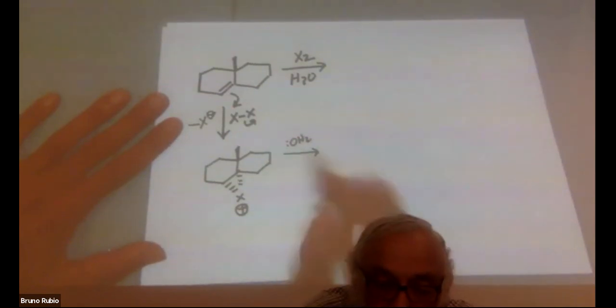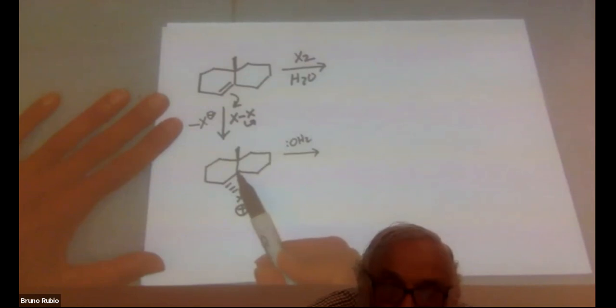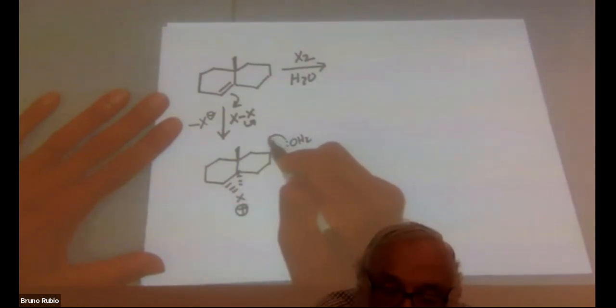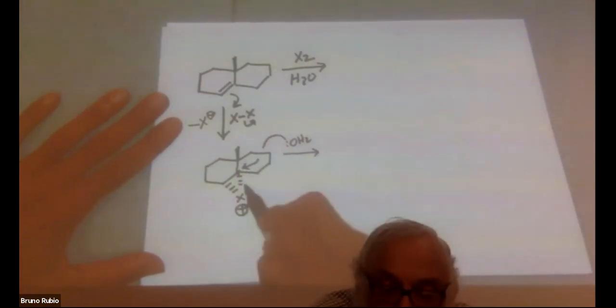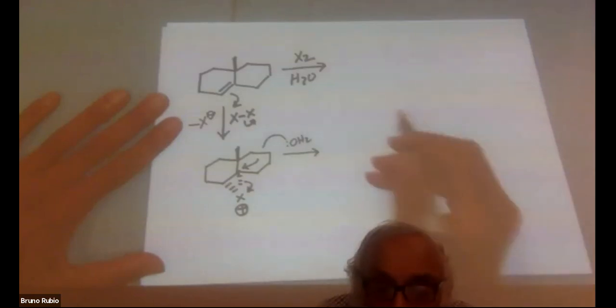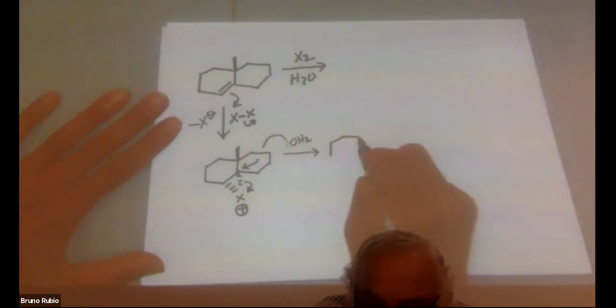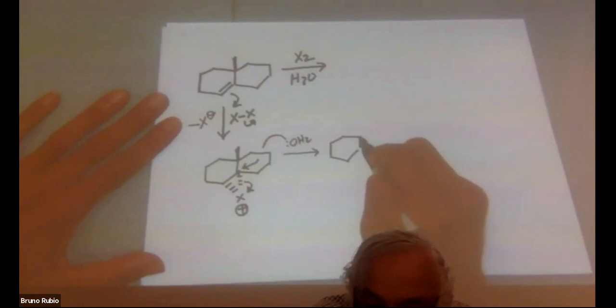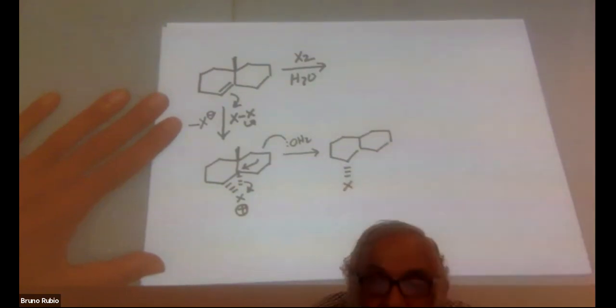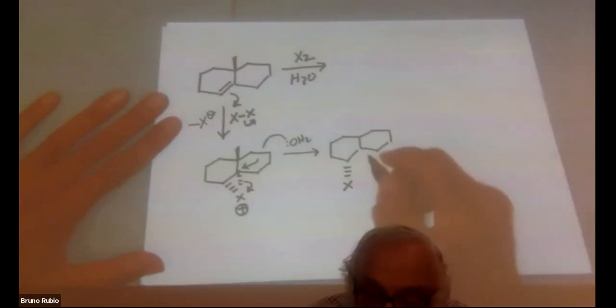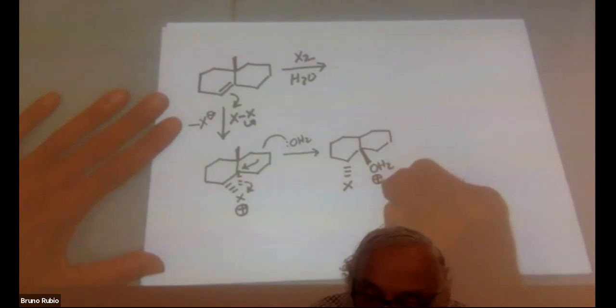So there's water. This is the more substituted carbon here at 4 o'clock. This is the less substituted carbon here. So water attacks the more substituted carbon. It flings the halonium open. And so we have halide on a dash like that. And we have water on a wedge, like so.